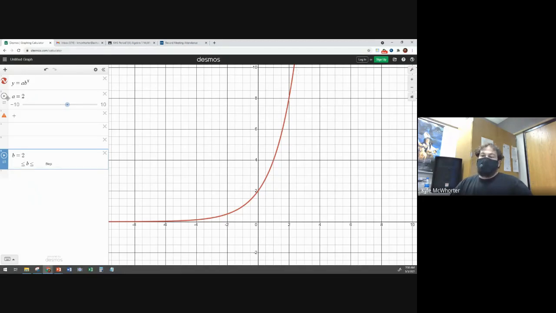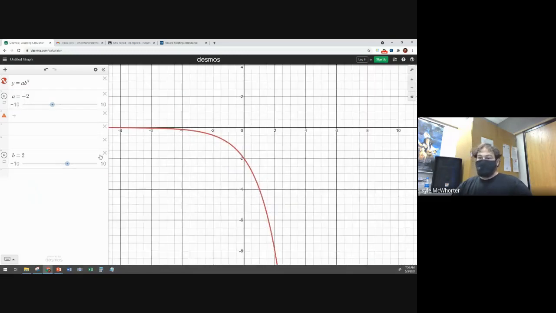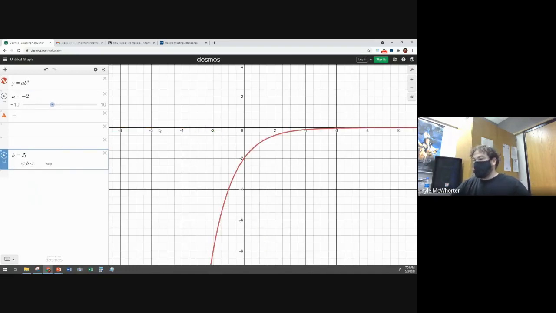And then the a value tells you whether it's above the x-axis if it's positive. If it's negative, then the graph is below the x-axis. But the same thing happens. If b is bigger than 1, the graph still gets really far away from the x-axis as x gets big. And if it's smaller than 1, as x gets big, it keeps getting cut smaller and smaller, so it gets closer and closer to 0.